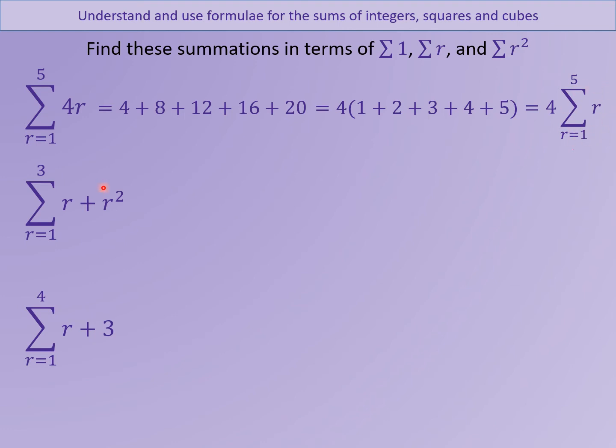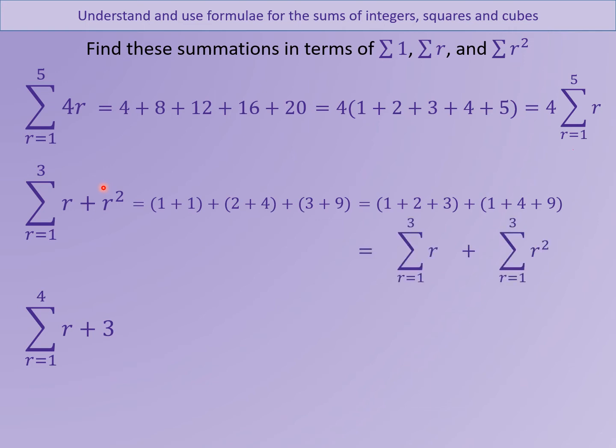For the second question, I'm going to look at what happens if you've got a sum here. If the rule was r plus r squared, with r equals 1 to 3, we could put in 1, which would give us 1 plus 1. We could then put in 2, which would give us 2 plus 4, then put in 3, which would give us 3 plus 9. By rearranging those terms, putting together the first terms and then the second terms, we can see we've just got 1 plus 2 plus 3 and then 1 plus 4 plus 9. So that is actually just the sum of r from r equals 1 to 3 plus the sum of r squared from r equals 1 to 3.